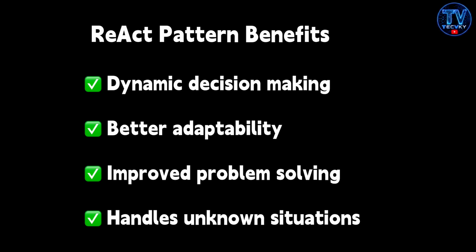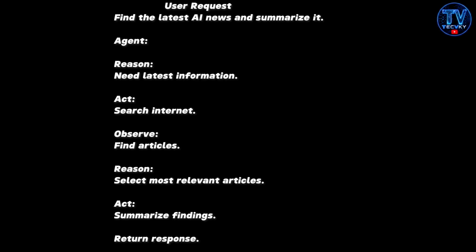Let's see one example. User requests: find the latest AI news and summarize it. Agent, first reason: need latest information. Act: search internet. Observe: find articles. Reason: select most relevant articles. Act: summarize findings, return response. Similar to how an investigator gathers evidence before reaching a conclusion.